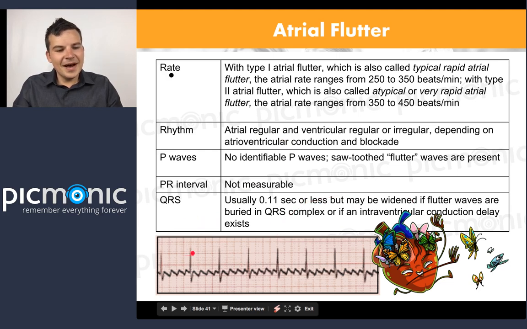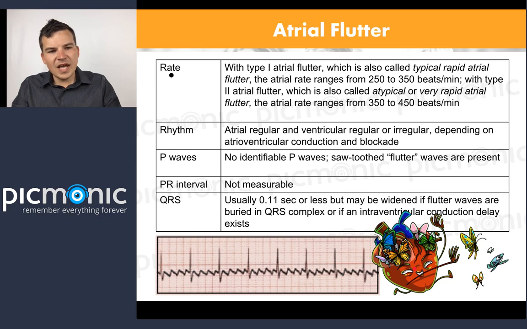So anyway, you can see that this is regularly irregular. P waves, well, you can't really tell that they're there, but those are those characteristic sawtooth waves, flutter waves. So that's why we call this atrial flutter. And of course, this can be very fast. I mean, you can have way crazy rates.